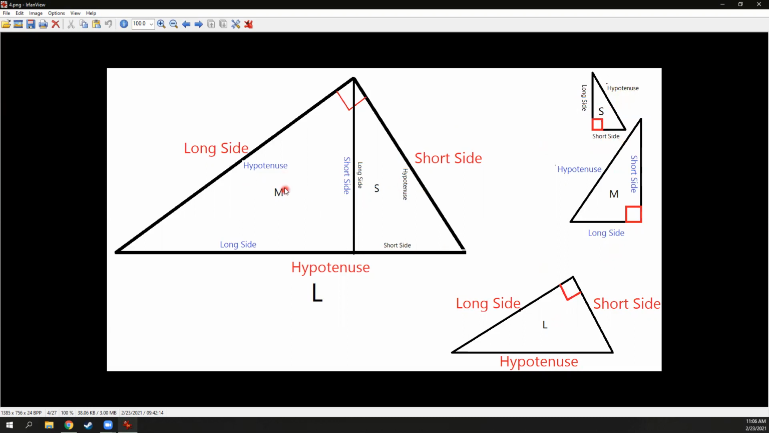So coming over to the medium triangle, you've got the long side, the short side, and the hypotenuse. Going to the large triangle, you have the short side, the long side, and the hypotenuse. I broke them apart here, like I said earlier, to kind of let you see them without all the craziness all over it. But in general, this is what we're going to use as a template. We're basically going to use this to solve all the questions.